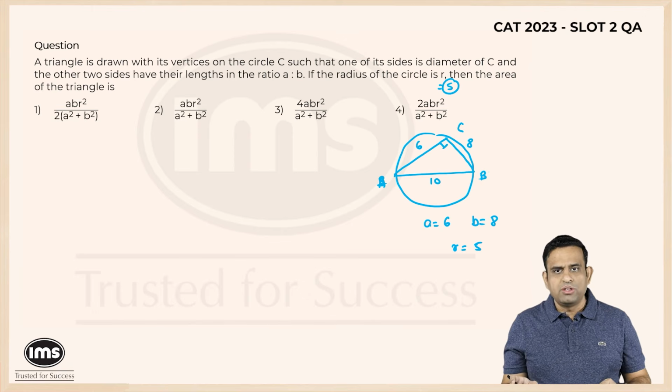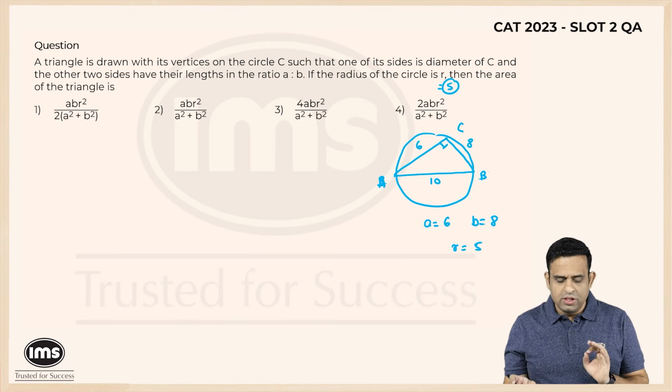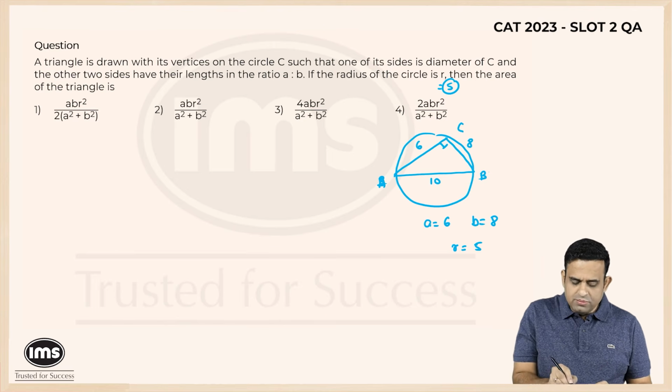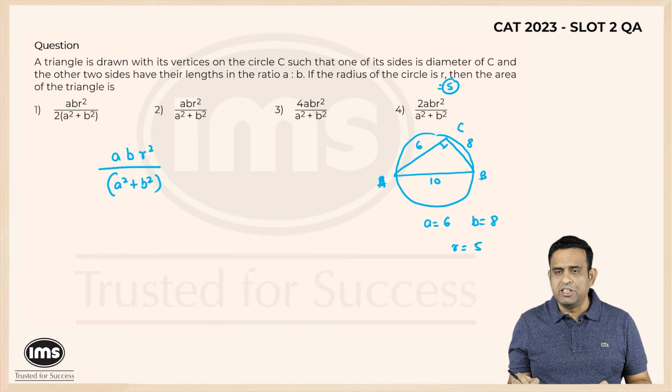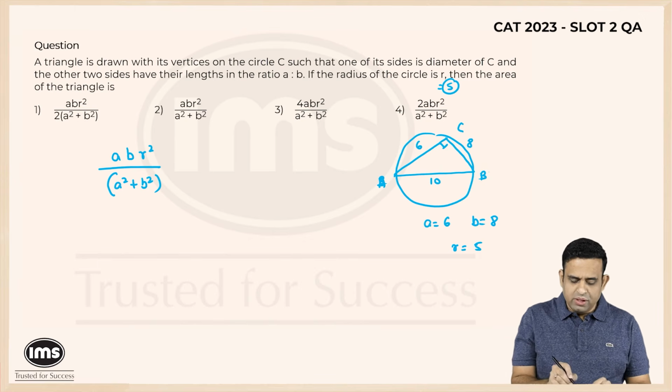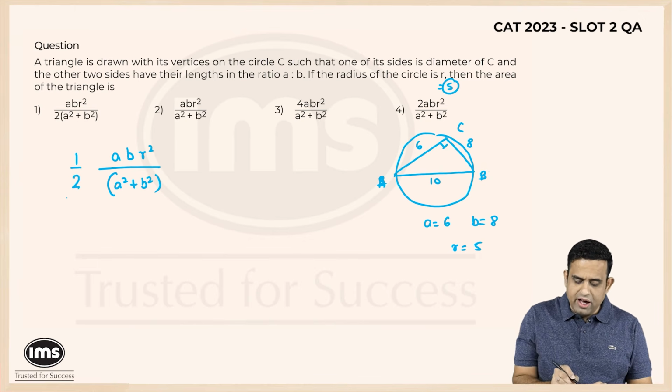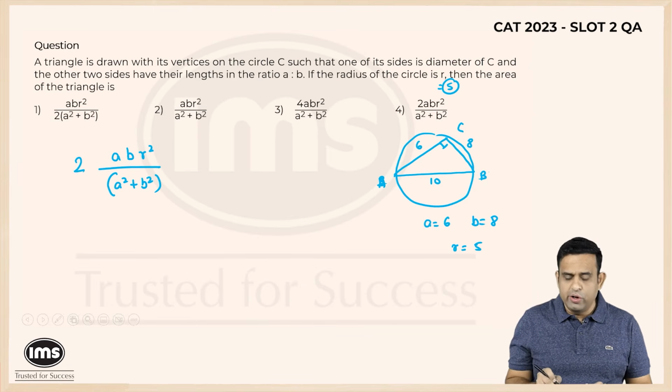Now, I can simply put the values of A, B, and R in all the options. One thing, if you look at the term ABR squared and A squared plus B squared in the denominator, this part basically is constant. What is happening is in option number 1, we are just multiplying that by half. In the second one, there is no change. In the third one, we are multiplying it by 4. In the fourth one, we are multiplying it by 2.